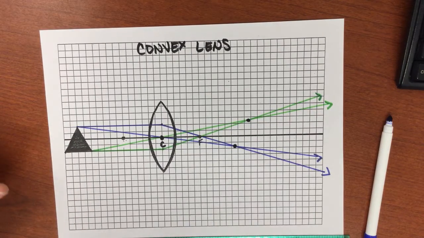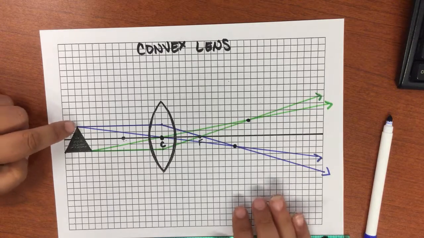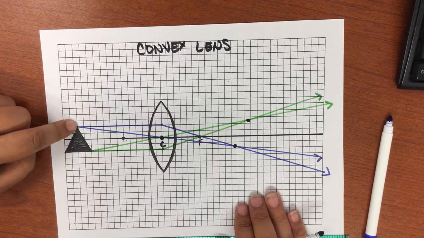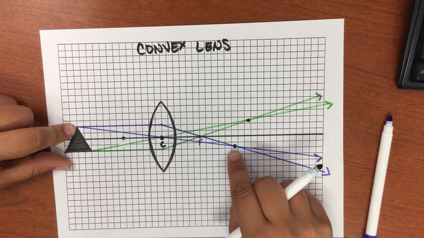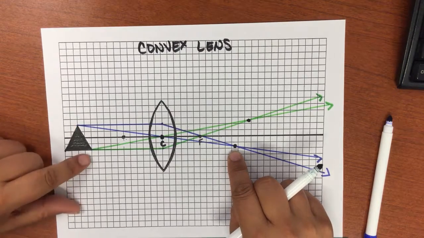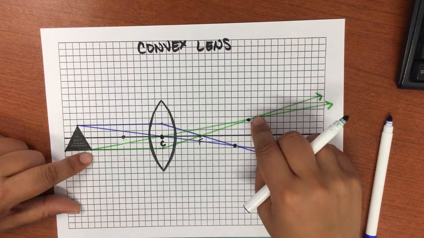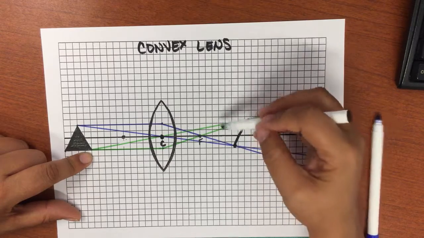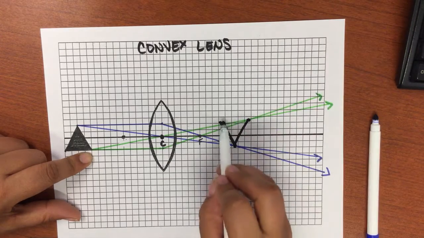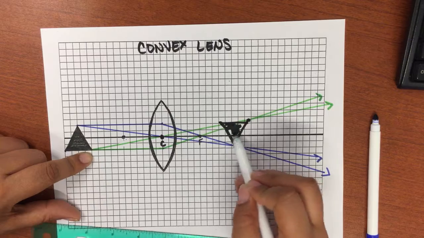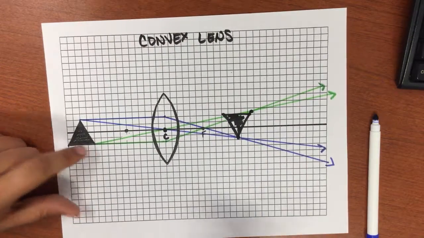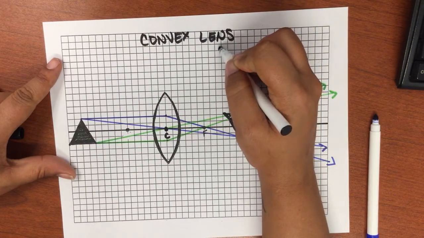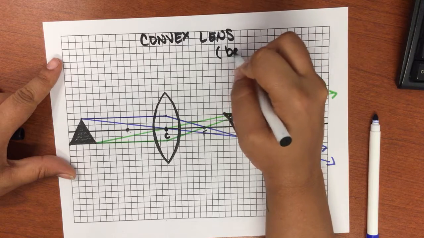Now again, I need to look at where did the light end up, where did it start, and where did it end up. It started at the top. The blue started at the top of my object, but the intersection is below the optical axis. The green started below the axis, intersected at the top or above the axis. So my object, or my image, will be inverted.